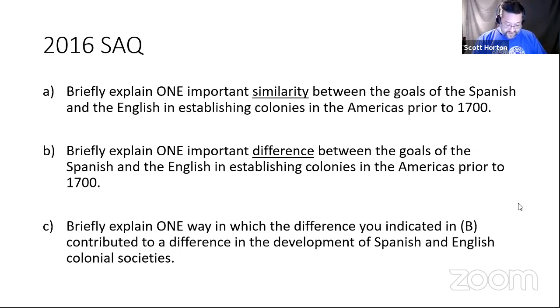One important difference, and of course, there's lots of possible answers here, I'm just going quickly for the sake of time. The Spanish are definitely more interested in converting natives, where the English, while they will engage in that to some extent, it's not as important as it is for the Spanish. The English have a much wider range of goals, including creating religious havens, which is one of the examples, where the Spanish, of course, aren't doing that.